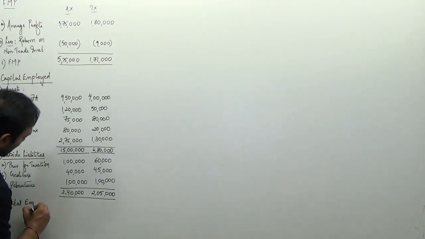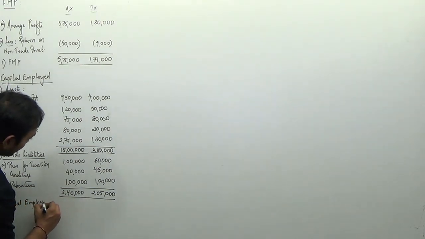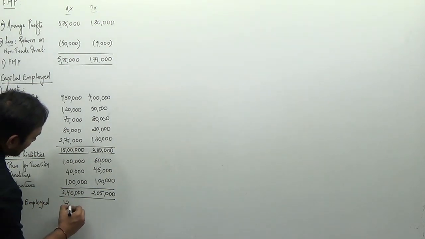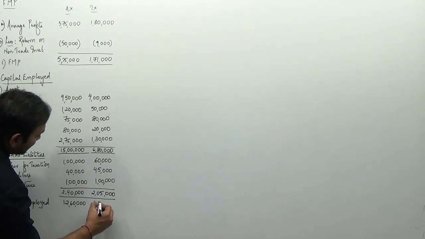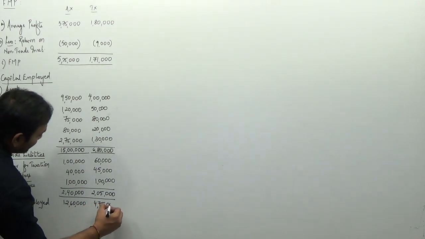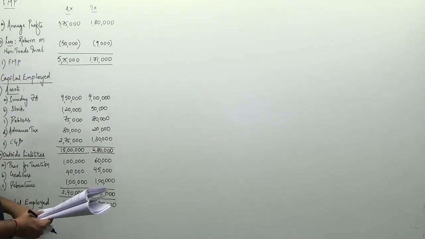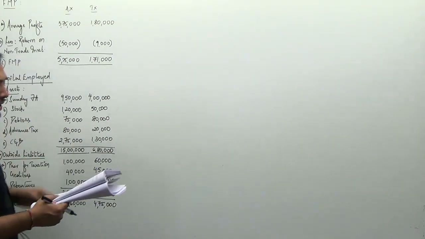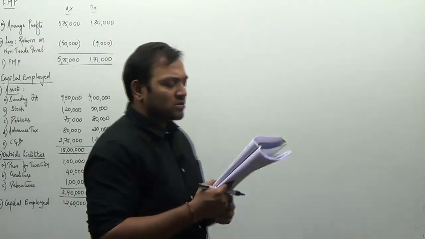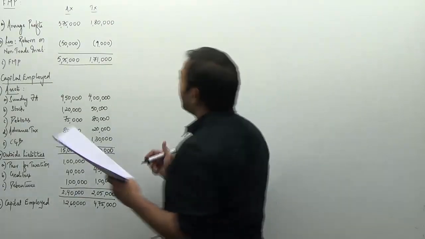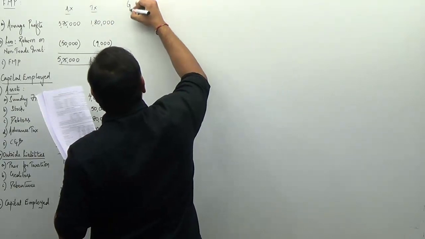So my closing capital employed, 12,60,000 and 4,75,000. FMP, you know, closing capital employed, NRR is already given to us. So we can start calculating goodwill as per capitalization method.